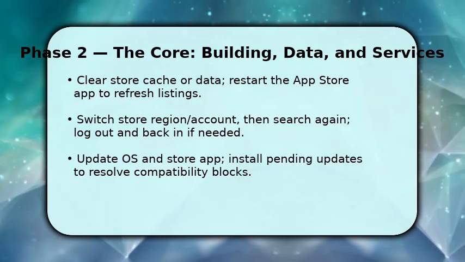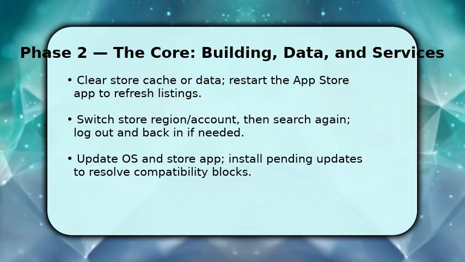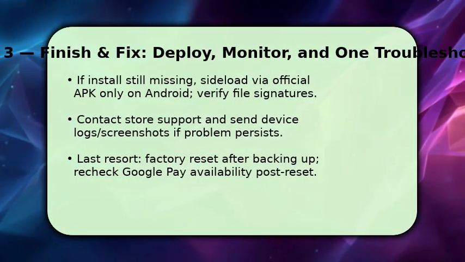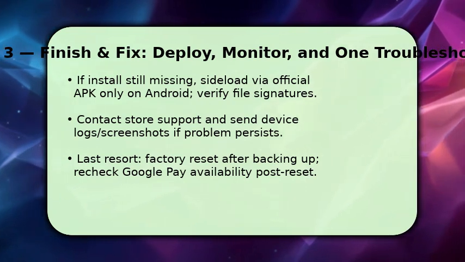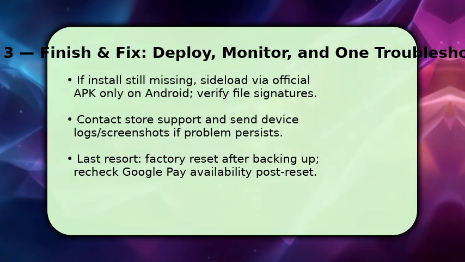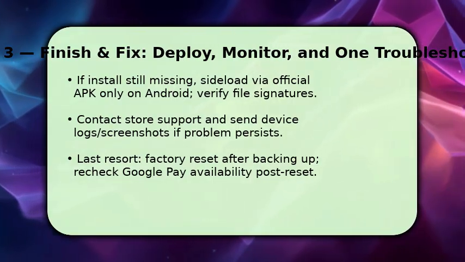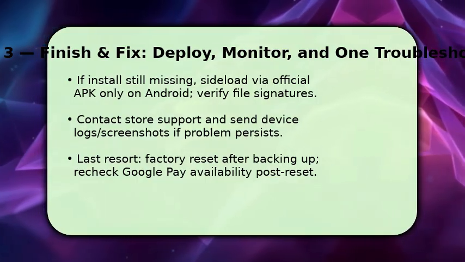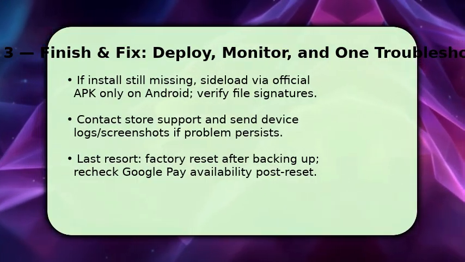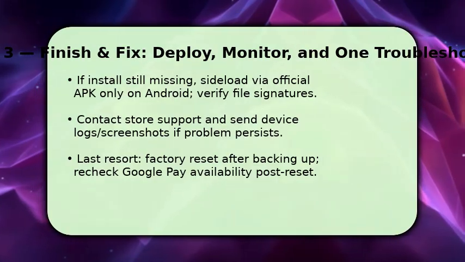You finish by getting Google Pay installed or escalating correctly. If the store still won't show it and you're on Android, sideload the official APK only after verifying signatures and permissions. Avoid unknown sources. If that feels risky, contact the store support with device model, OS version, and screenshots so they can investigate. As a final troubleshooting step, back up your data and perform a factory reset. This clears deep.